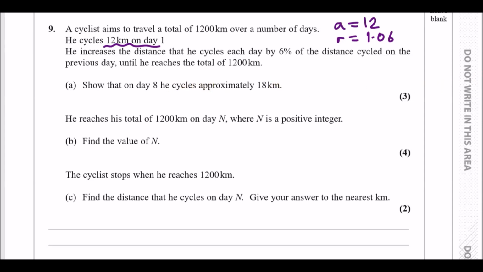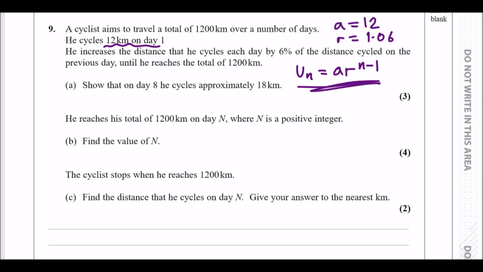Okay, so before we do this, let's look at some general formulas, yeah? For any given day, we need to know that the general formula, which is Un, is going to be a, the first day, times the common ratio to the power of n minus 1. Alright, so this is the key thing.